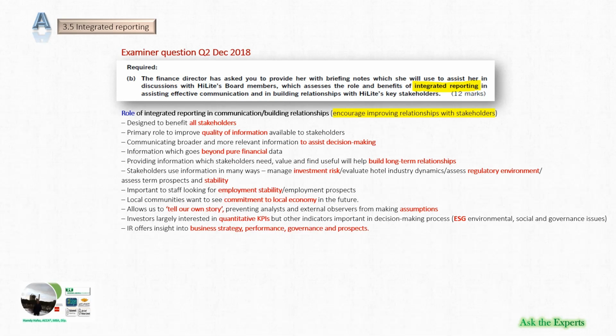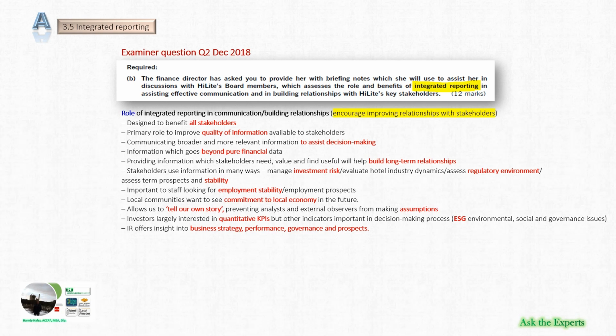The role of integrated reporting can encourage improving relationships with stakeholders and improve the quality of information available to stakeholders. Also, it helps build long-term relationships. Don't forget to highlight the other key stakeholders in the case scenario, for example employees and the local community.